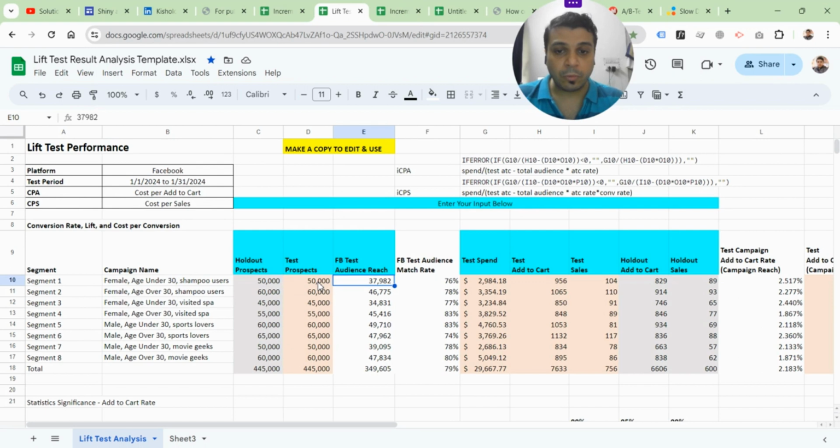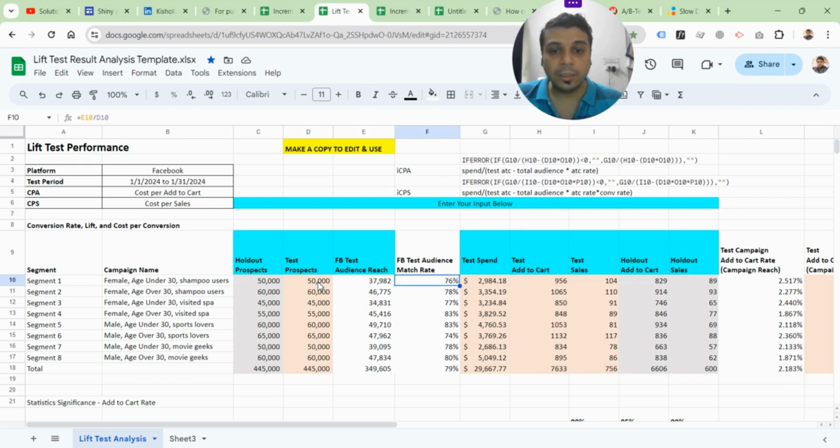But nonetheless, let us look at segment 1 for now. As you can see, the reach here is actually less than the test prospects. That was our initial target number of people that we wanted to reach, and we wanted to have the same number in the holdout. The holdout is simply the control group, and the test group is the treatment group. So we had an equal number theoretically, but eventually we ended up reaching a lesser number, which is expected, right?